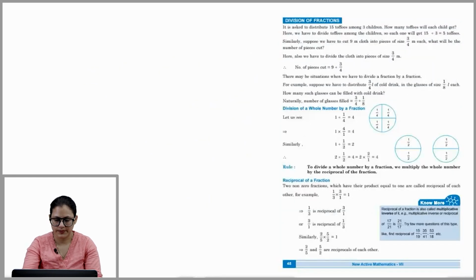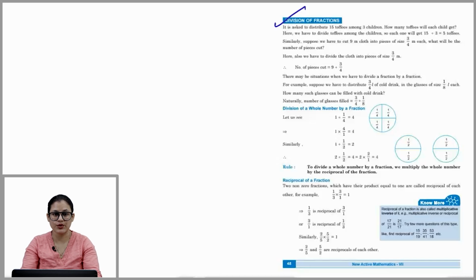Division of fractions. It is asked to distribute 15 toffees among 3 children. How many toffees will each child get? Here we have to divide toffees among the children. So each one will get 15 divided by 3 is equal to 5 toffees.